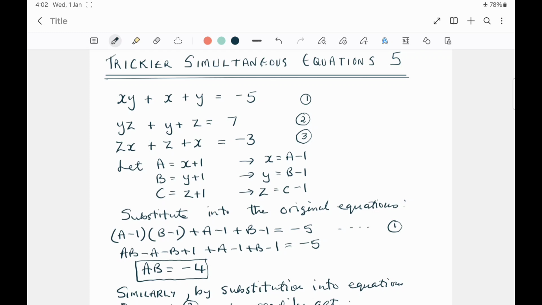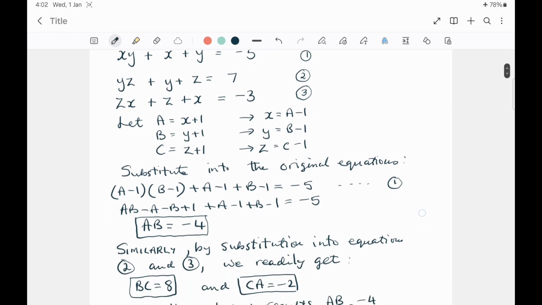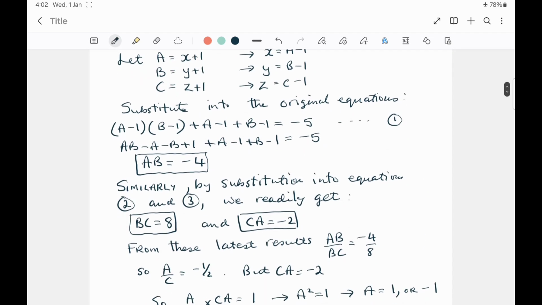When you multiply out the brackets, you get ab minus a minus b plus 1, and the remainder of it is plus a minus 1 plus b minus 1. I'll read that line again: ab minus a minus b plus 1 plus a minus 1 plus b minus 1 equals -5, which simplifies very conveniently down to ab equals -4. Now, similarly, by substituting into equations 2 and 3 in the same manner, you will quite easily find that bc is 8 and ca is -2.